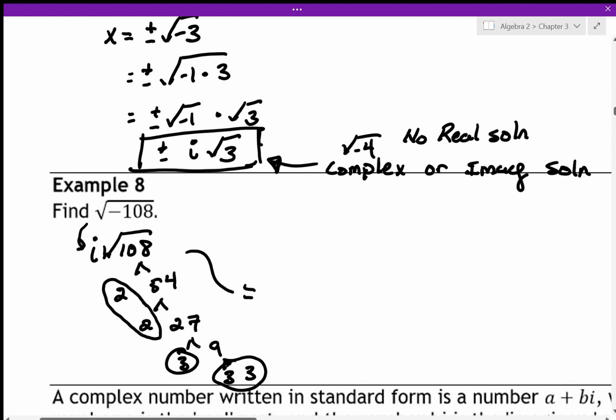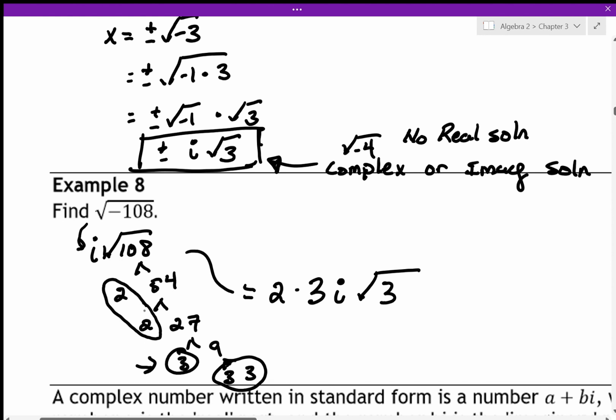Now, the pairs get to come outside. So I'm going to have a 2 outside, a 3 outside, and then I have this leftover 3. He's going to go inside. The i is just hanging around in the problem. We treat him like a variable. And then we have our radical, and then we have our 3 left underneath.